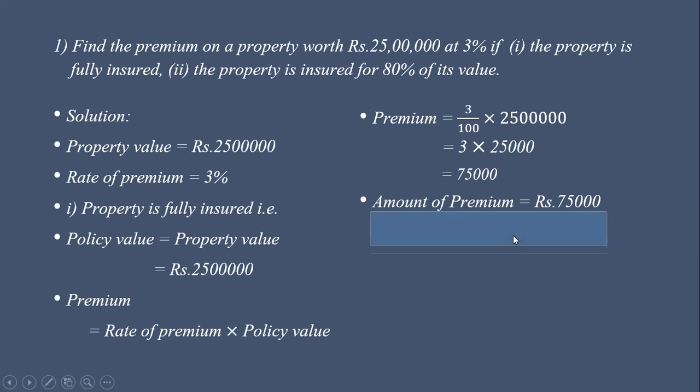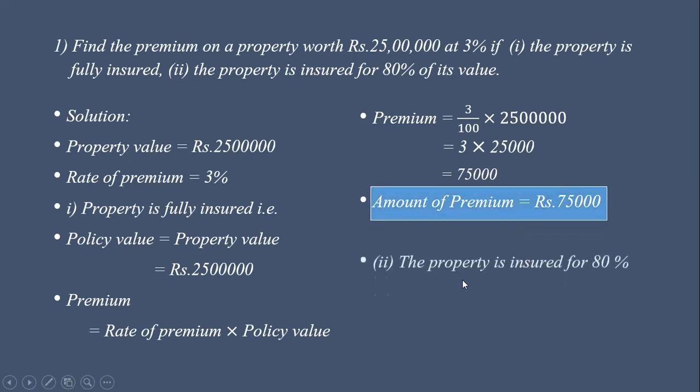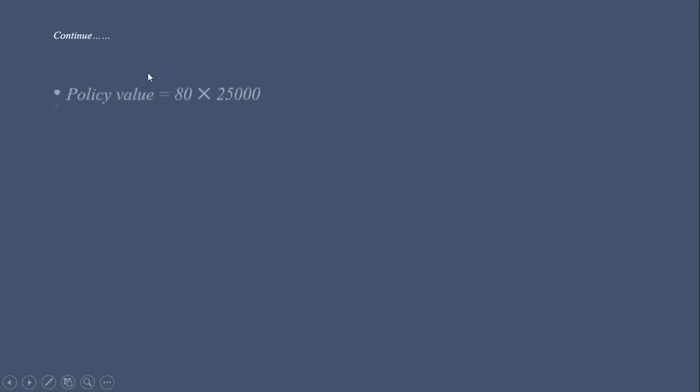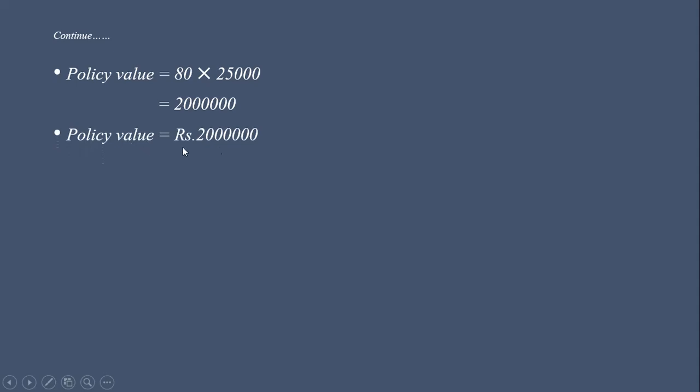So if the property is fully insured, that is, policy value is 25 lakh, we get the premium amount of rupees 75,000. Now second case, the property is insured for 80% of its value. Policy value is equal to 80% of property value. It is equal to 80 upon 100 into rupees 25 lakh. So we get policy value equal to 80 into 25,000, which is equal to 20 lakh.